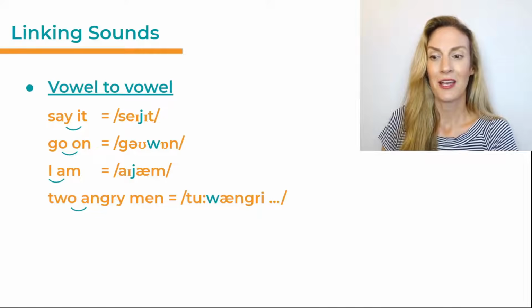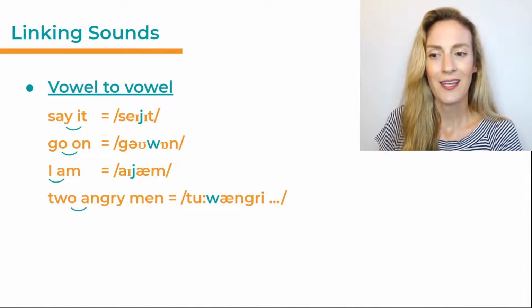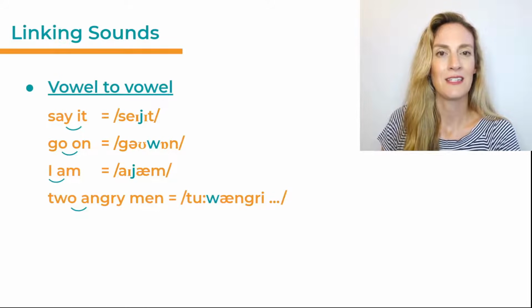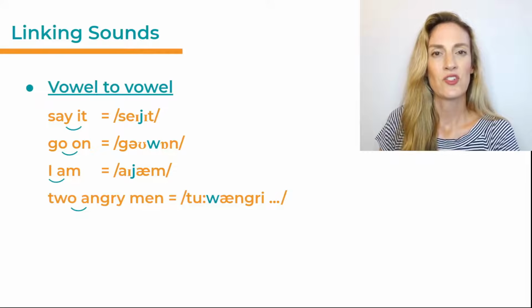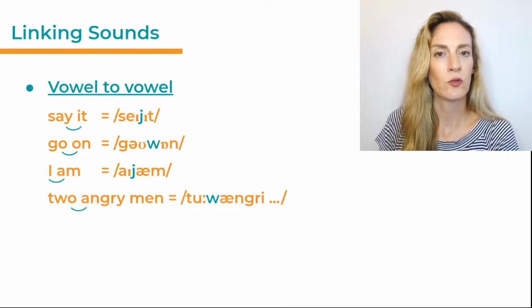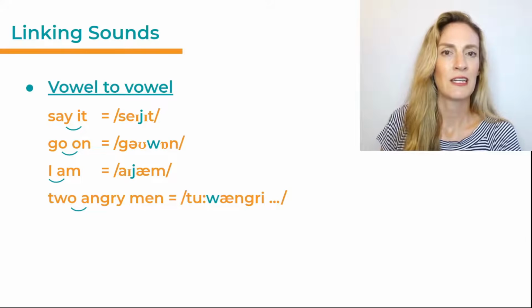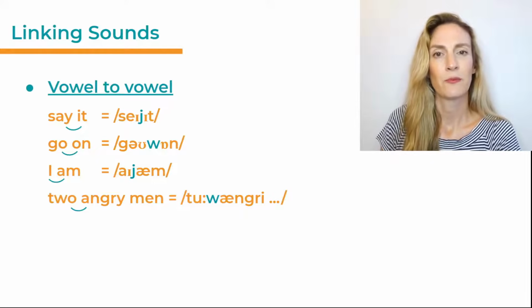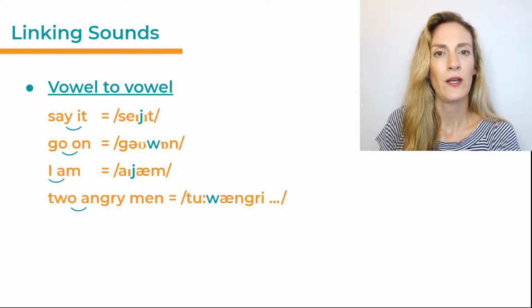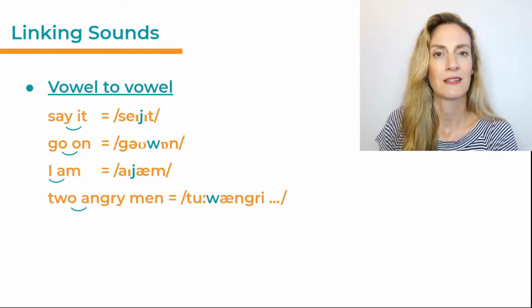Here are a few more examples. I am, I am, I am. Y is added. And two angry men. Between two, we have an u and angry, an eh sound. From vowel u to vowel eh, we add a w, two angry men. There were two angry men.